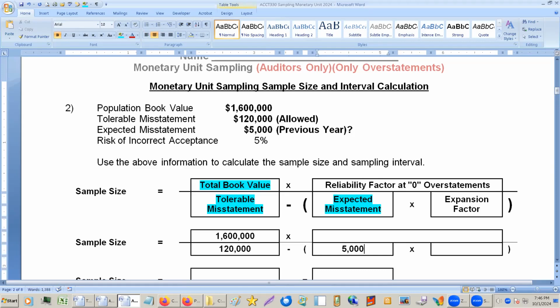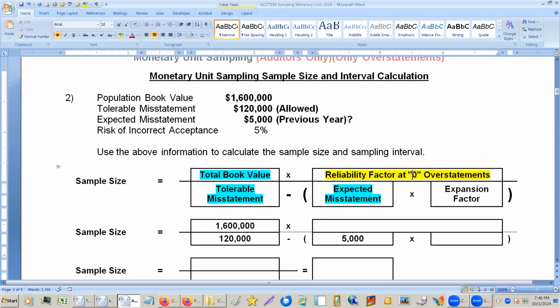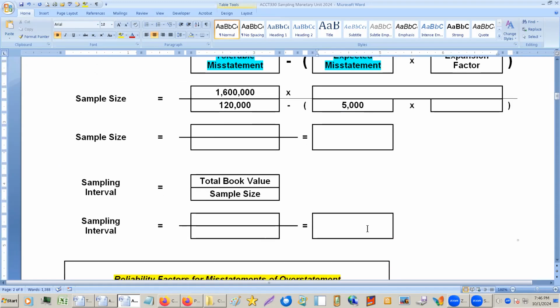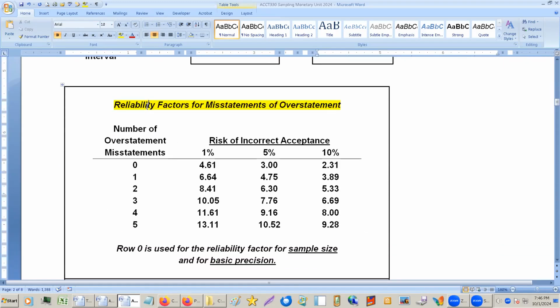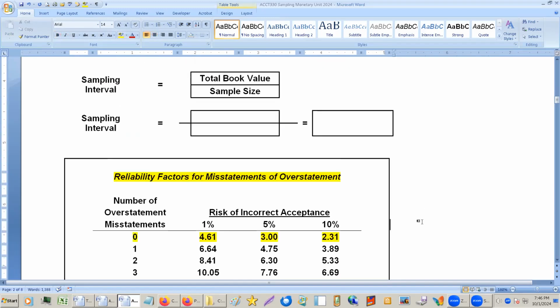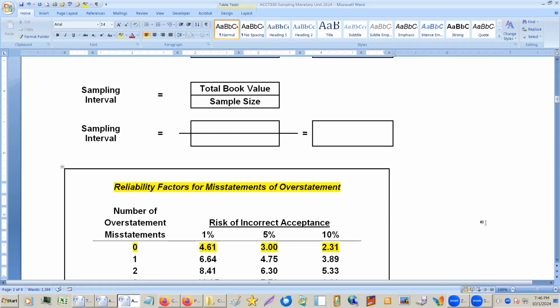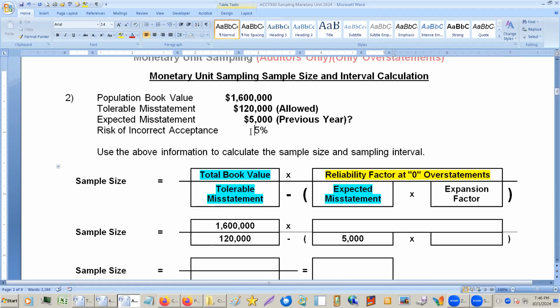Okay, now we got to go to the wacky tables. And the first one is reliability factor. At 0 overstatements. Come down here. Here's a reliability factor, here's our zero overstatements. And I need something else. I need to find the risk of incorrect acceptance. Hey, it's right there. So risk of incorrect acceptance, in other words, we want to be 95% sure.